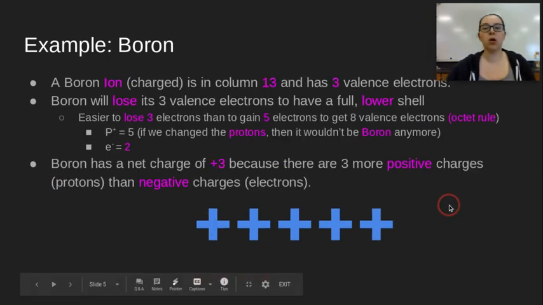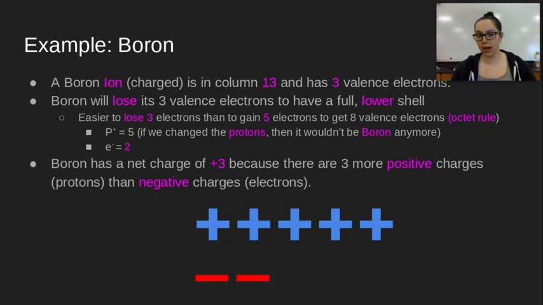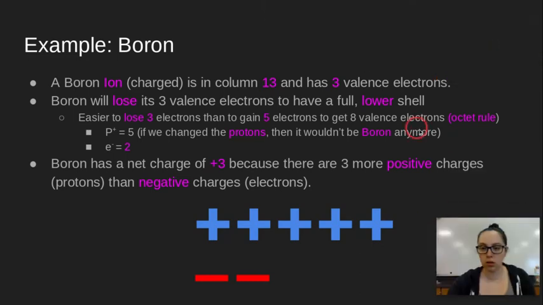Okay. So a boron ion, notice the change right there. We have a boron atom and the boron ion, which is charged, is in column 13. It has 3 valence electrons. Atoms are only going to lose or gain electrons in their outer shell. So we're focused on their valence electrons here. Boron will lose its 3 electrons to have a full lower shell.